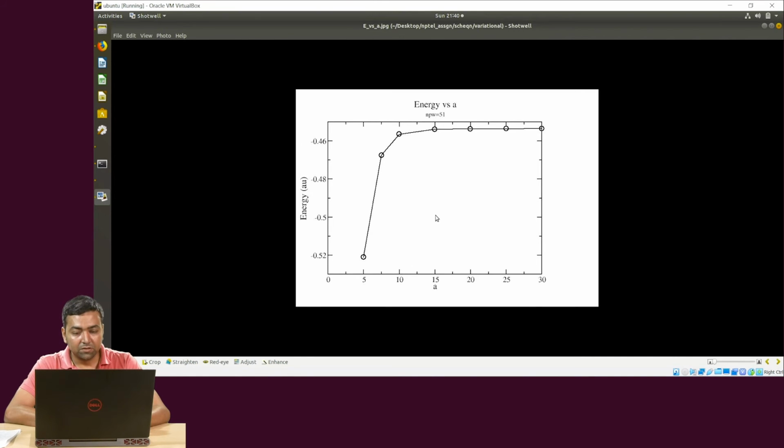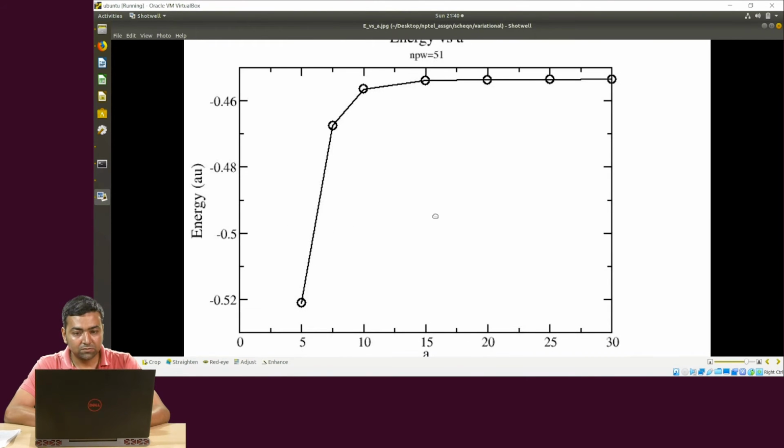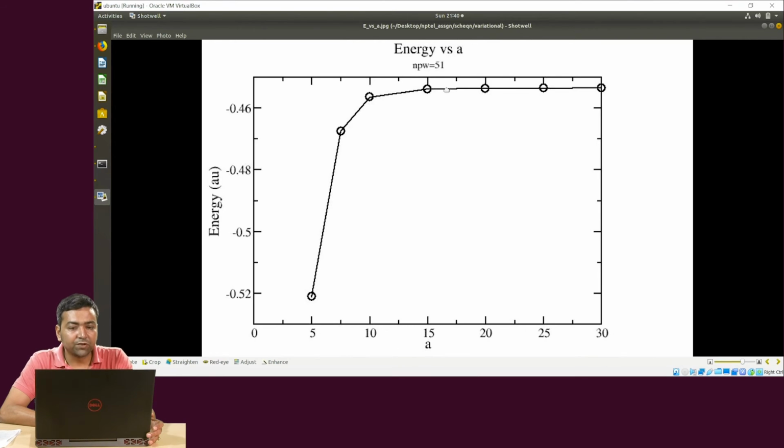This plot shows the variation of the ground state energy as a function of the periodicity of my plane wave, which is A here, and the number of plane waves I have used is 51 for each of these calculations. As I was showing when running the code, when I start with a small value of A, the actual potential is interacting with its periodic image and the ground state energy is lower.